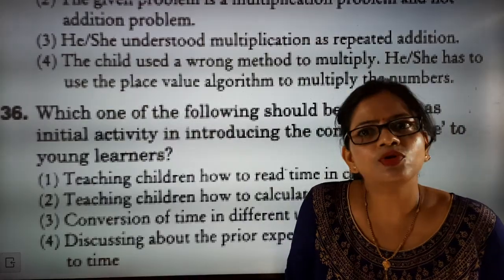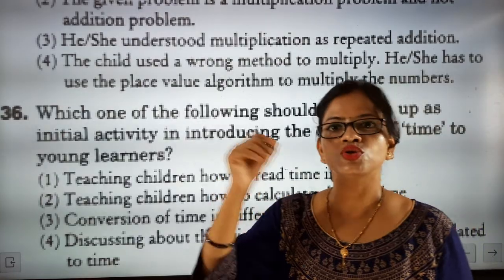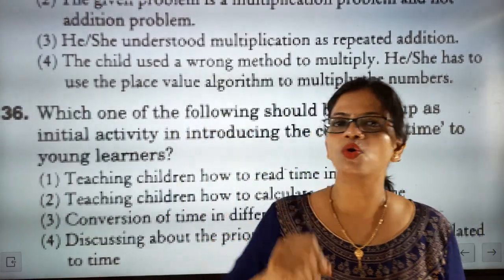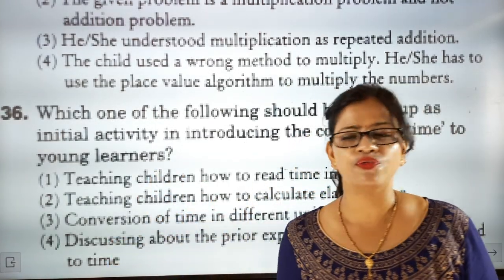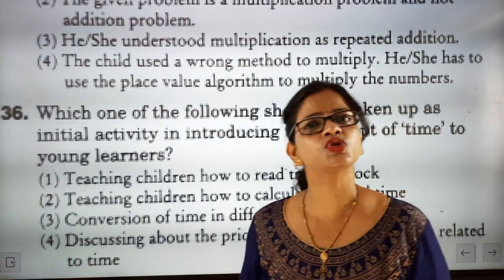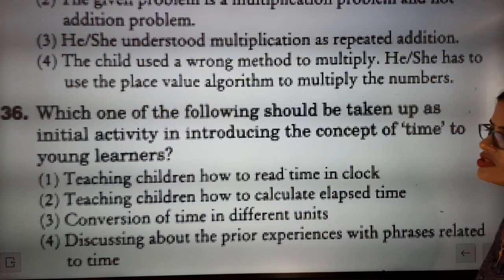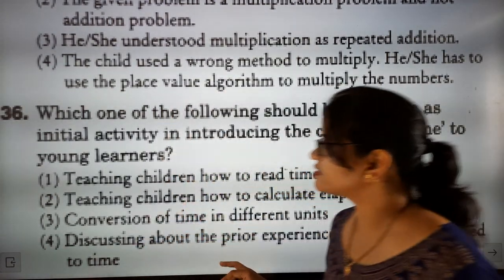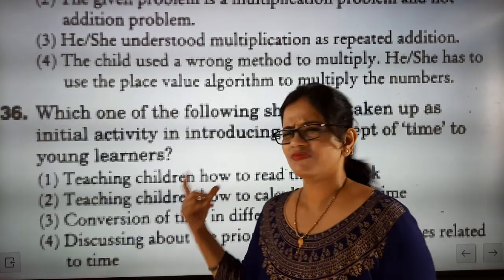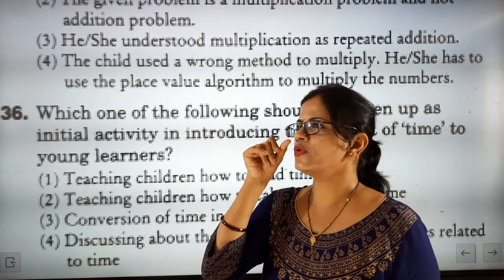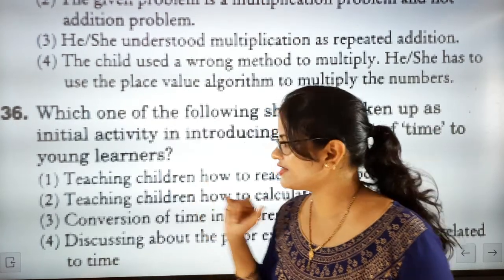The concept of time to young learners means what? If you want to teach time, like in a clock, how we can see when 2 o'clock will be there, when 2:30 will be there, when 4 o'clock will be there, what is 2 past 4, what is 5 minutes to 10, like that concept. If a teacher wants to teach, then out of this, which one is the teacher going to take? So the option is teaching children how to read time in a clock. Time in a clock means you will say the minute hand is on 2 and the hour hand is on 4, like that the teacher will teach.